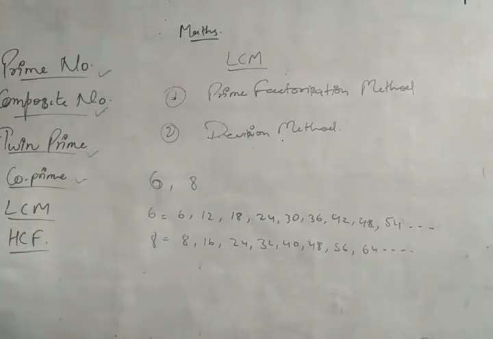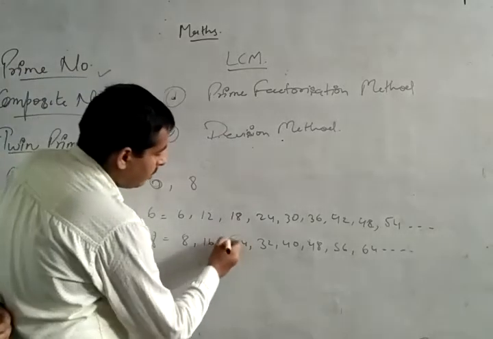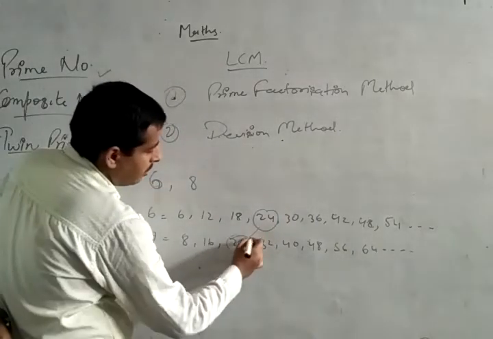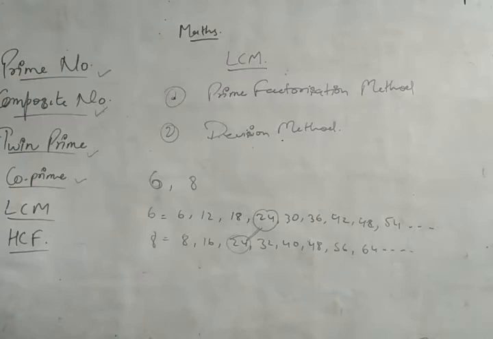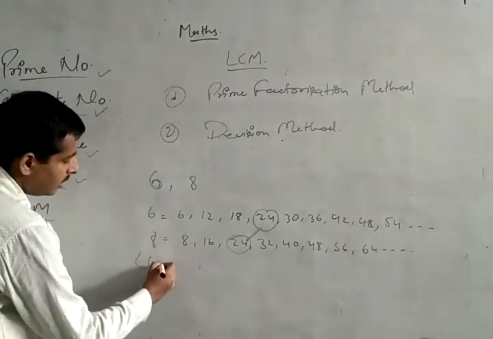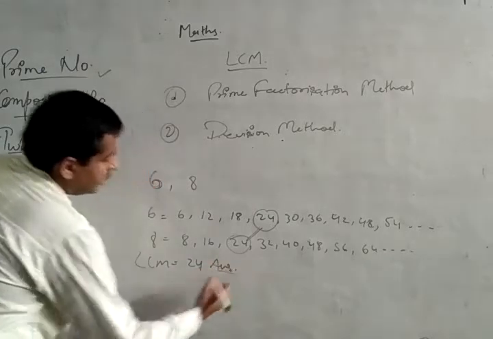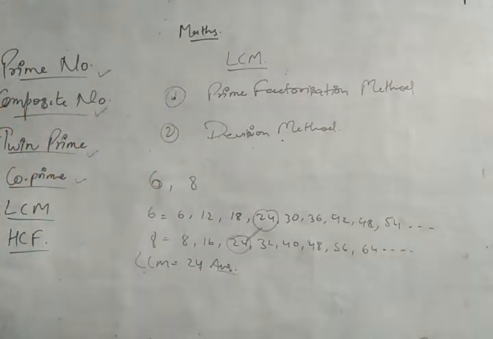But what is the minimum number found between these two numbers? The minimum common multiple is 24. The minimum number which is found in both the number series is 24. Then LCM is equal to 24. This is one method to find out the LCM of any two numbers.